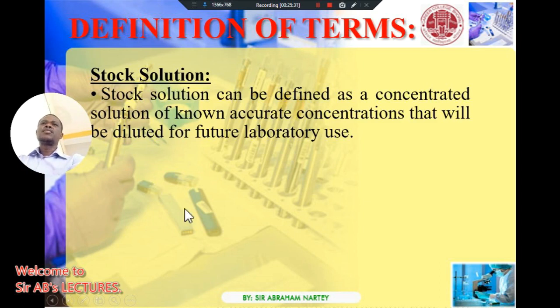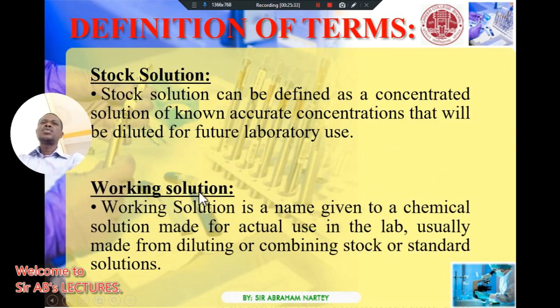The next one we have is the working solution. When we say working solution, it is the name given to a chemical solution made for actual use in the lab. So a working solution is the solution that you actually use. All the various dyes that you prepare, the one that you apply on the tissue or apply for your stain, is what we call the working solution. But the initial one that you prepared is the stock solution. So that is the difference between stock solution and working solution.